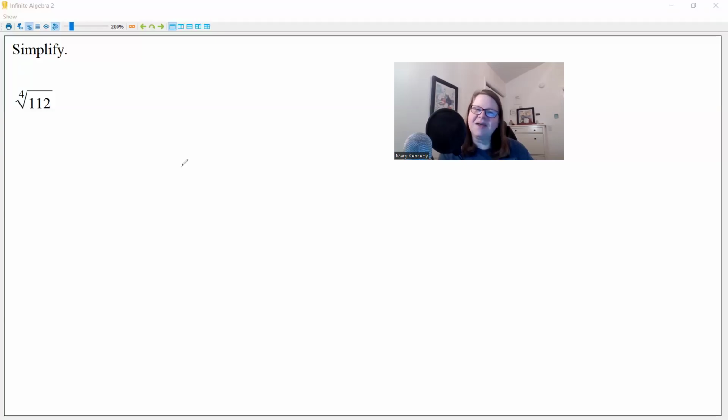All right, let's take a look at the fourth root. So you see the little 4 here. We're doing the fourth root of 112. And so we start just like we do anytime we're simplifying a radical. We're going to think of what we can multiply to get that number, and we're just trying to break it down into prime numbers.